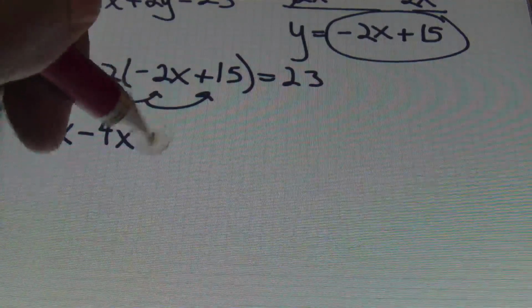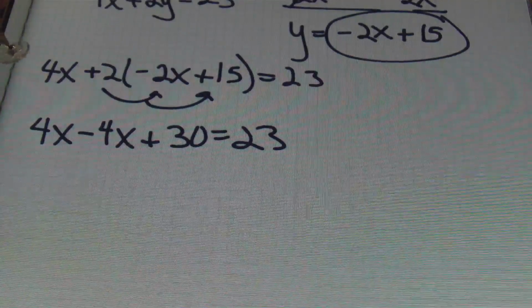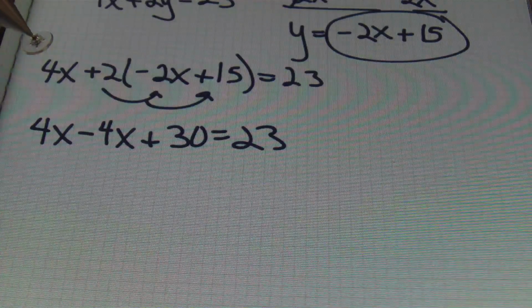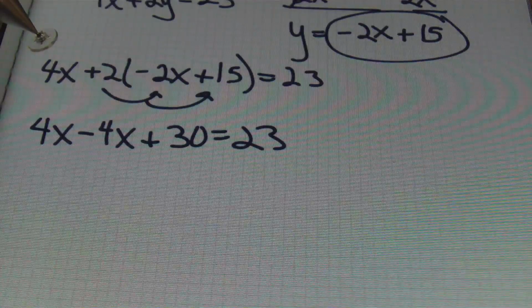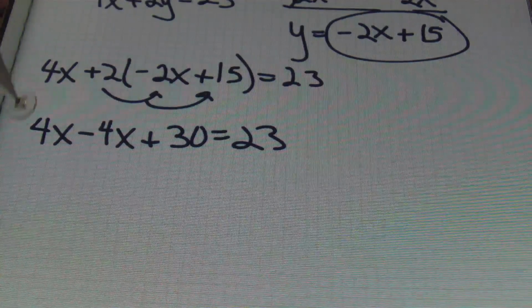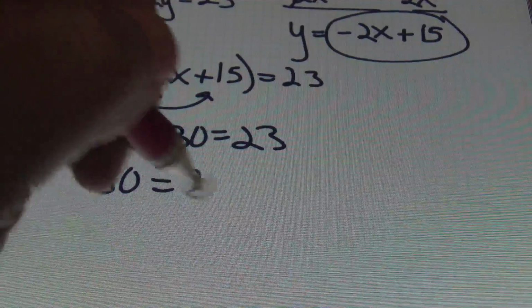2 times 15 is 30, and this equals 23. Now, what happens to those 4x's? 4x minus 4x is what? Right, it's 0. Yeah, it cancels out. So notice that we are left with 30 equals 23.